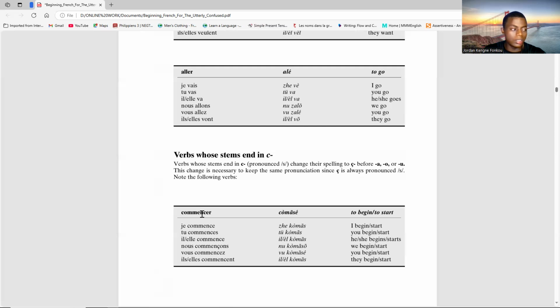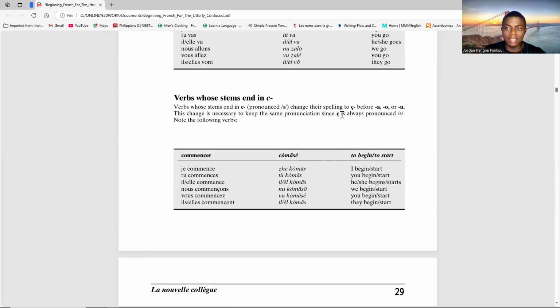But if you want this very C to sound like an S when it is in front of an A, O, or U, you have to add what we call in French this accent. We call it in French la cédille. If you want to understand more about accents, try to watch the video on my first class for beginners, where I explain the pronunciation and a couple of accents to help them pronounce better.